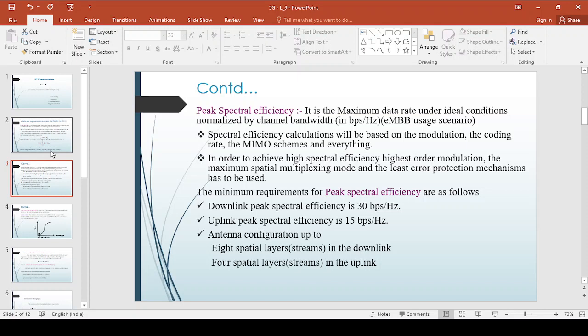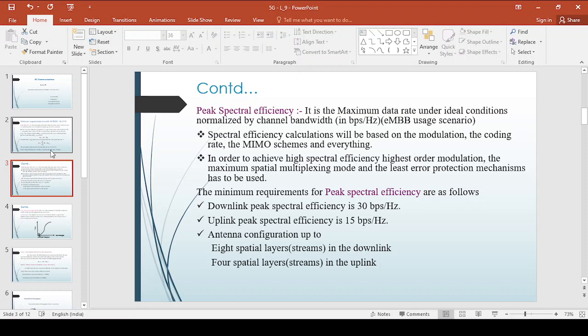Now if you want to achieve high spectral efficiency, in order to achieve it, we have to go for higher order modulation. The modulation should be higher in order to achieve higher spectral efficiency, and the maximum spatial multiplexing mode. You have to go for the highest order modulation, and also for the maximum spatial multiplexing mode and the least error protection mechanism. The things should be received without any error. That mechanism has to be used in order to achieve high spectral efficiency.